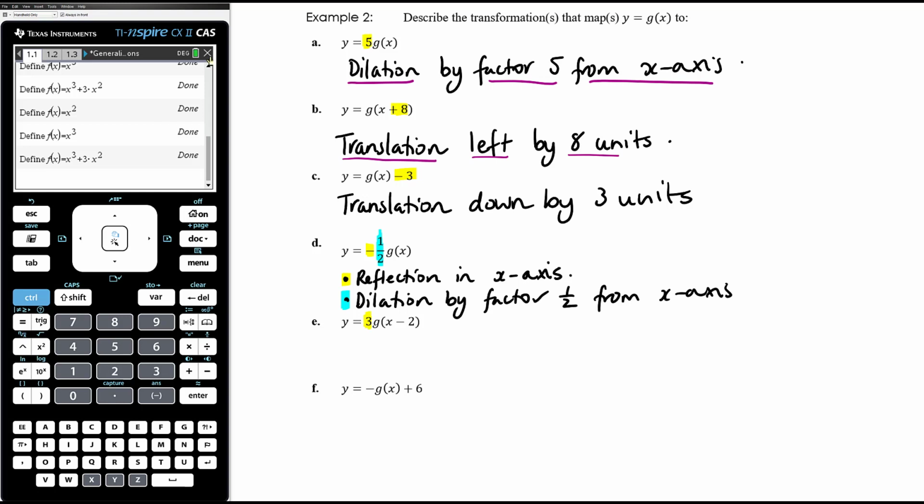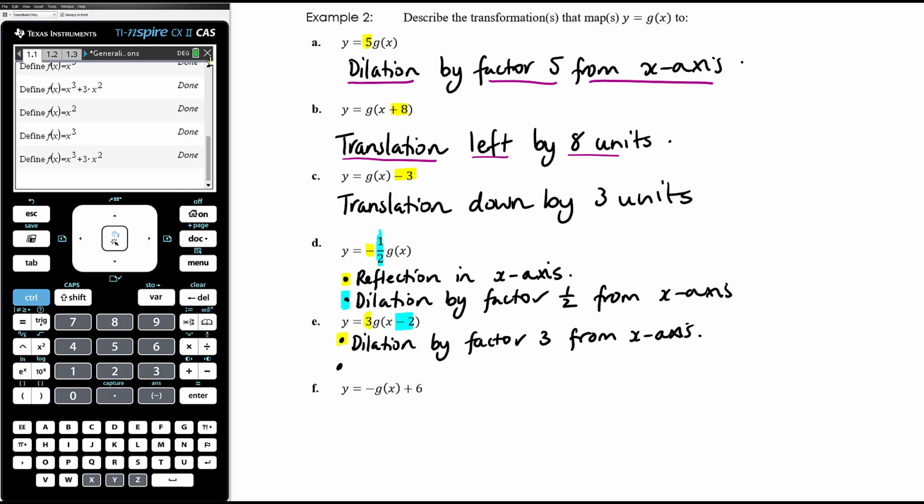In this graph, we've got a 3 out the front, 3 times g of, and then a minus 2 inside the function. So that's a translation left or right. So the 3 out the front is a dilation by factor 3 from the x-axis. So we're stretching it away from the x-axis by a factor of 3. We're multiplying all the x-coordinates by 3. So that's the yellow transformation.